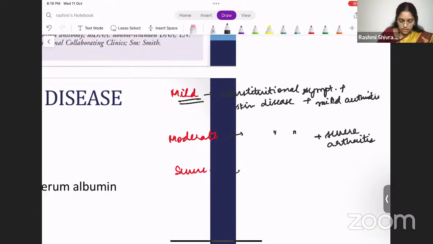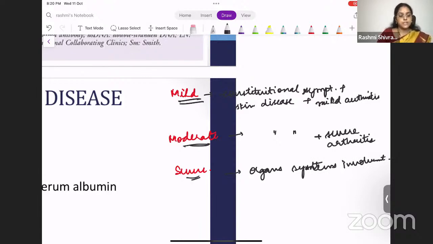Right. Severe disease will be when you have organ system involvement. Then you call it as severe SLE. So you need to remember the severe SLE. How are these assessed? These are assessed based on the SLEDAI score. Sorry, these are assessed based on the SLEDAI score.